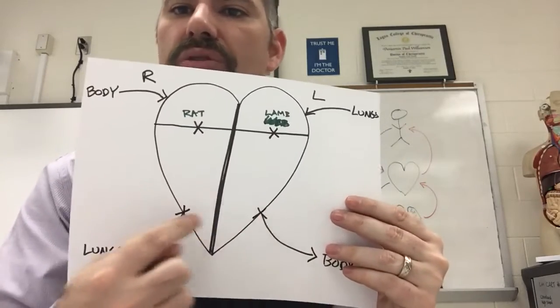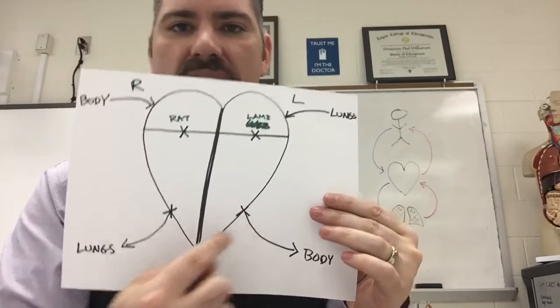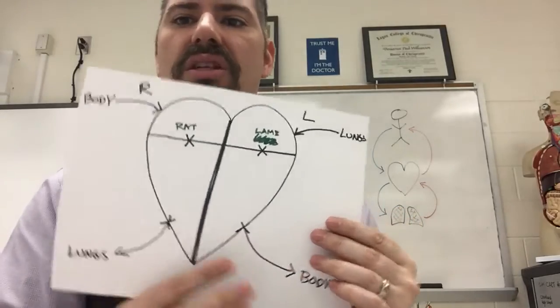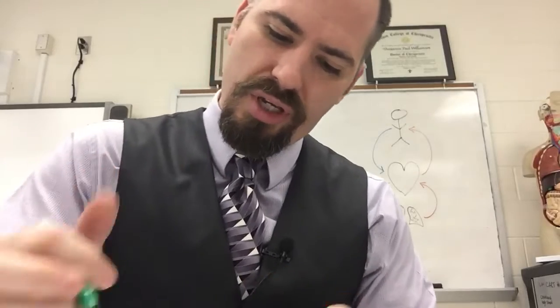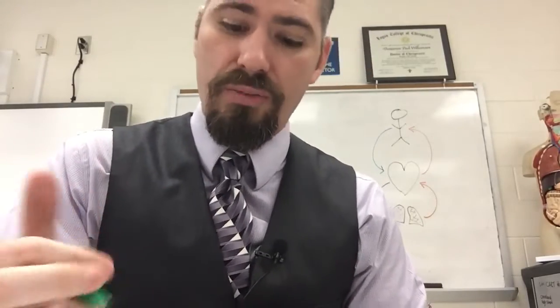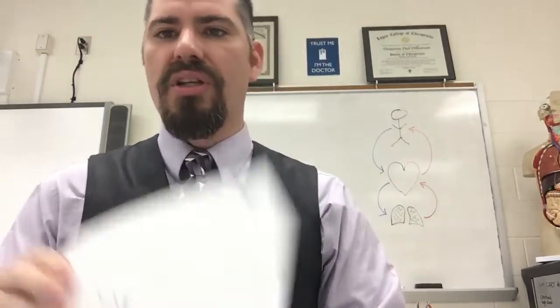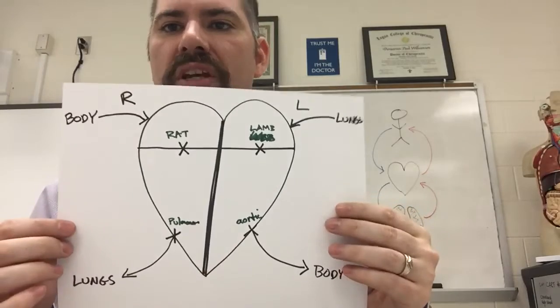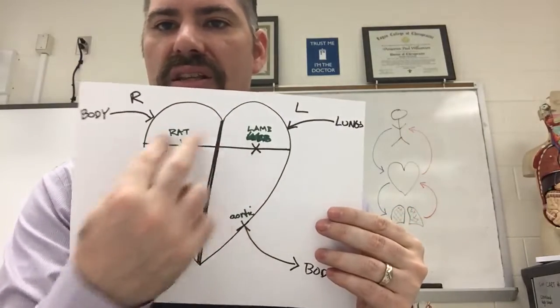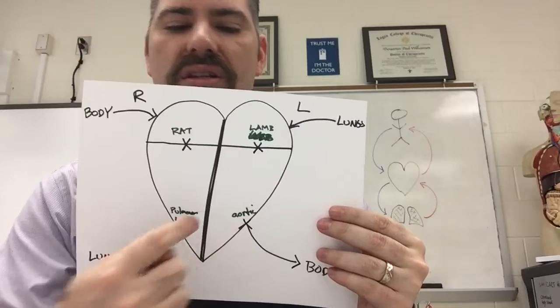Now the semilunar valves, as they're leaving, are named after the vessels that they're going into. So because here on the right side, we're going in toward the lungs, we're going into the pulmonary artery. This is the pulmonary valve. And then on the left side, it's called the aortic valve because it's going into the aorta. So pulmonary and aortic semilunar valves. So that's the chambers and the valves.